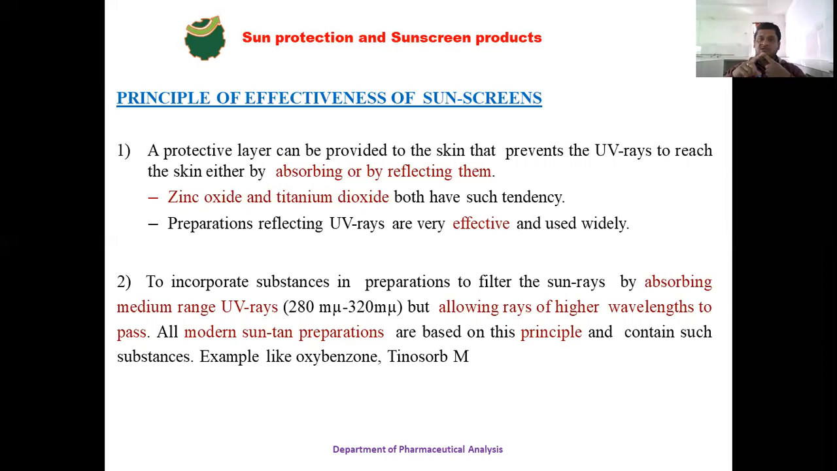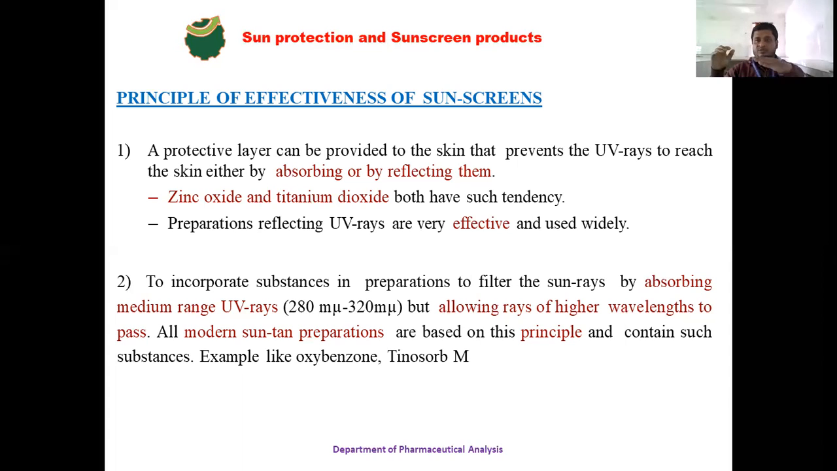The first one is, if we apply the sunscreen product, the product can be in gel type, spray type, lotion type, or any other type. Whenever that type of sunscreen product is applied to our skin, first it makes a protective layer over the skin. Because of that, whenever the UV rays come in contact with that product, they get absorbed or reflected back.